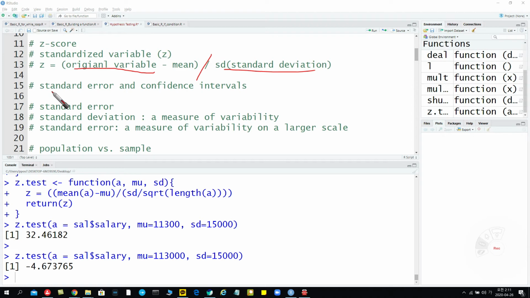We have to figure out and distinguish standard error from standard deviation. Okay, standard error and the confidence intervals. Standard deviation means a measure of variability. Standard error is a measure of variability too, but on a larger scale. This is different. Okay, let's move on.